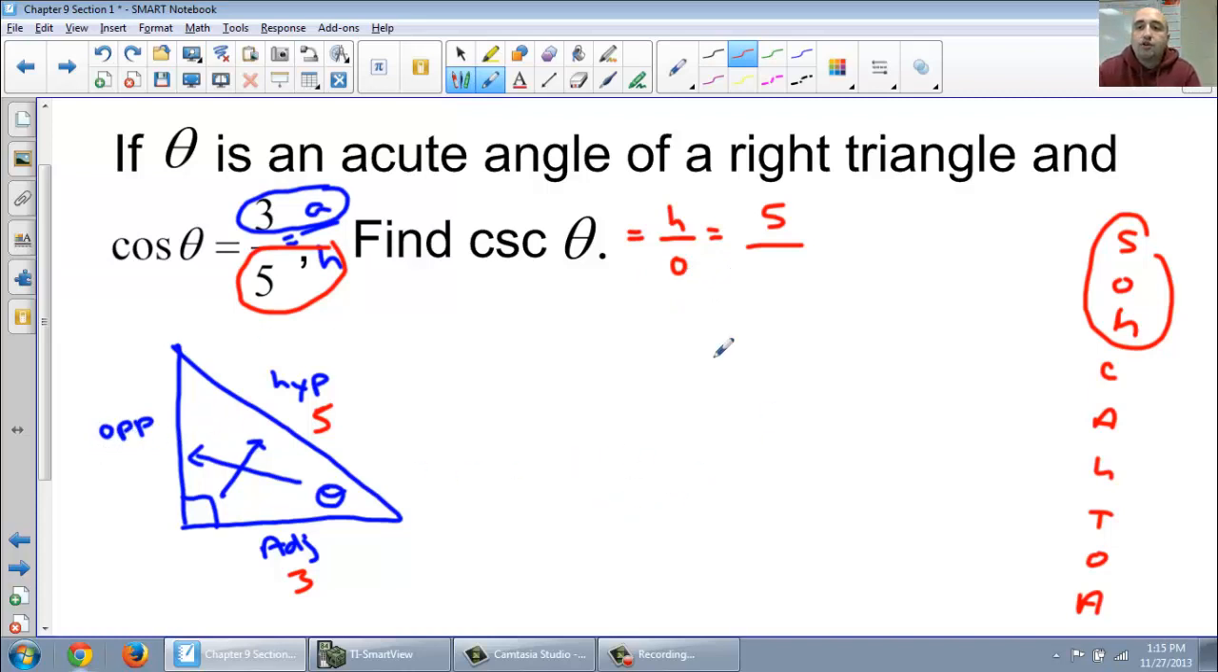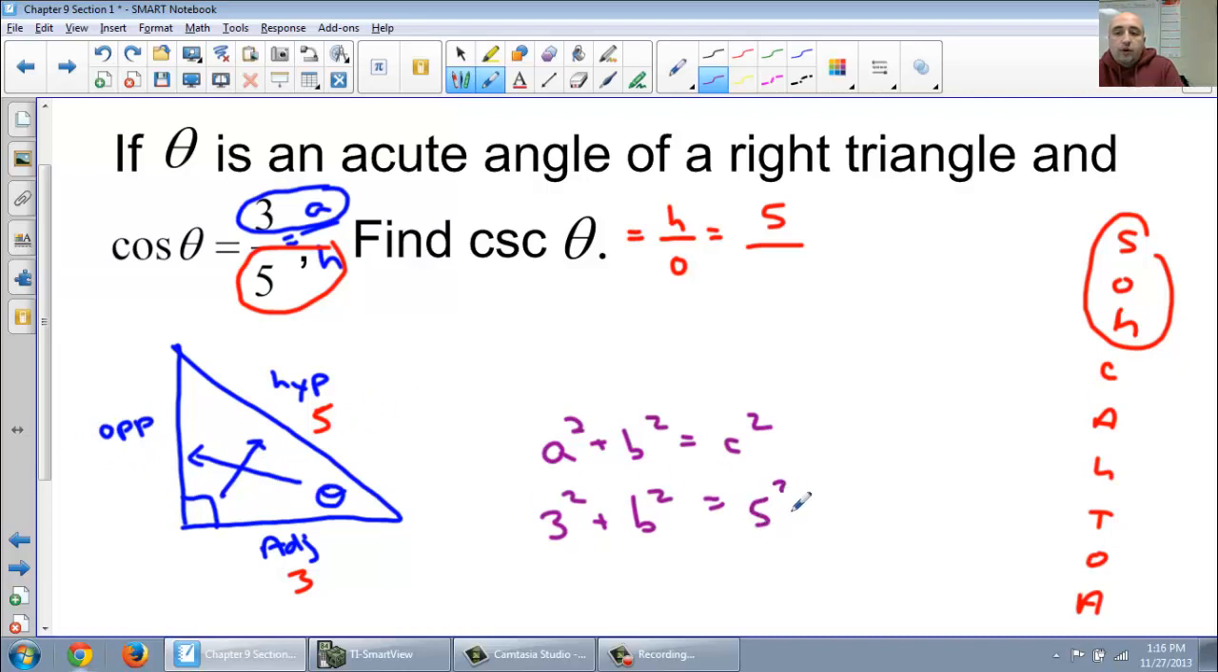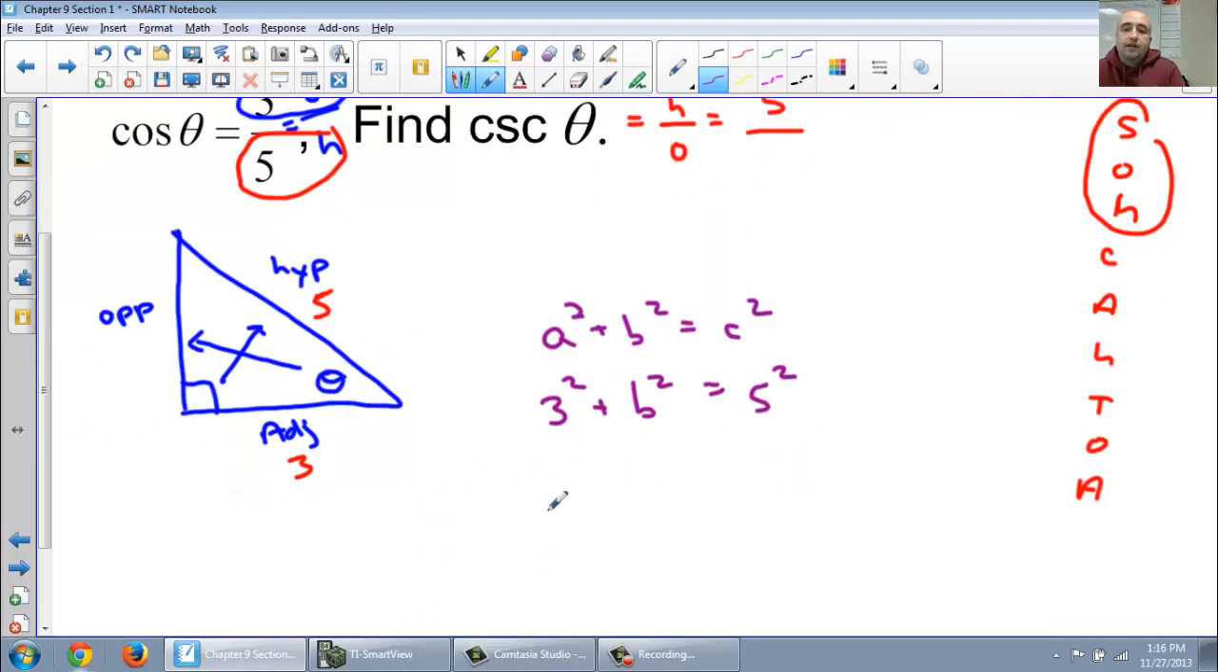So we go back to our trusty formula for Pythagorean theorem, and you can only use Pythagorean theorem when we're talking about right triangles. A squared plus b squared equals c squared. Our two legs are our adjacent and opposite. We already know one is 3 squared. We still don't know our other leg, which is the opposite, so we're going to leave that, and we know our hypotenuse is 5 squared. Okay, so let's see what we get here. 9 plus b squared equals 25, minus 9 on both sides.